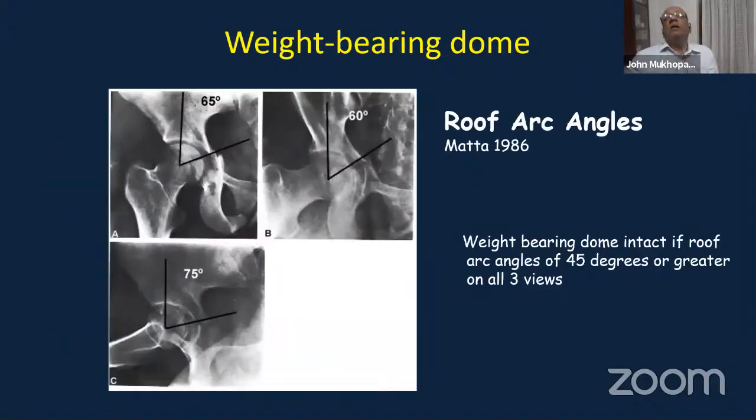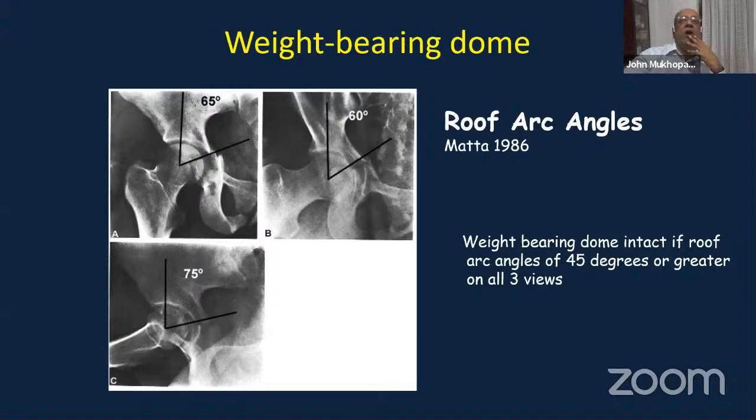Okay, so there's also this concept of the roof arc angle, or Matta's angle, where if you draw a line from the center of the head vertically up and then to the fracture line, this angle, according to Matta, should be 45 degrees in all three views. That means in the AP, in the obturator, and in the iliac view. And if these are above 45 degrees, then Matta suggested that these could be treated conservatively because a significant part of the weight-bearing dome was still intact.